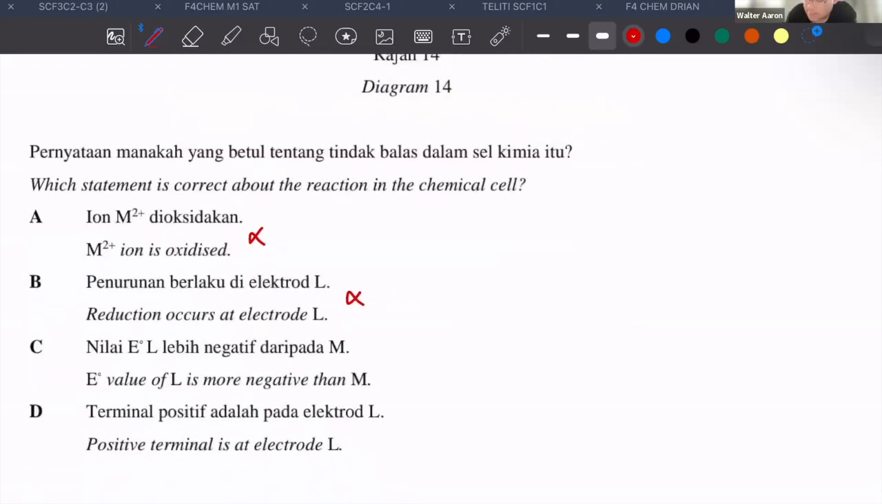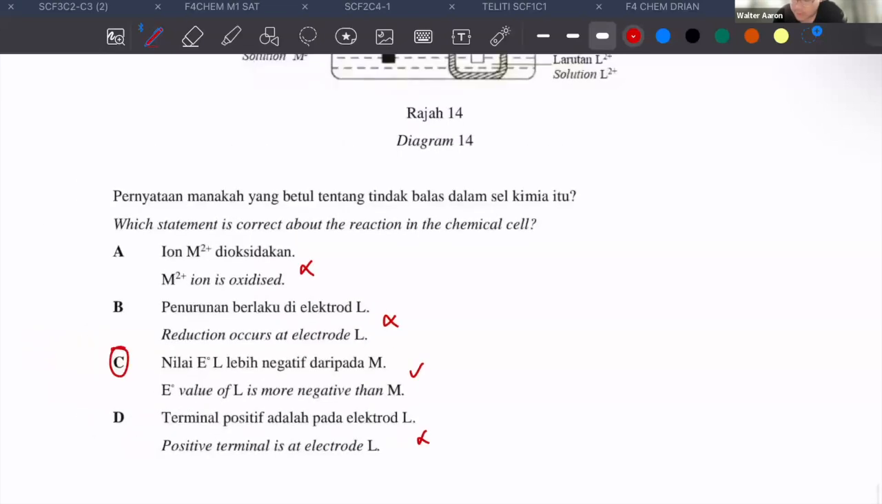E naught of L is more negative than M, correct. The more negative the E naught value, the better it is as a reducing agent. And therefore, the easier it is to be oxidized. So C is technically correct. Positive terminal is L, wrong. The more electropositive substance, or should I say the better reducing agent, becomes the negative terminal, not positive. So therefore, this is wrong. So the answer here will be C.